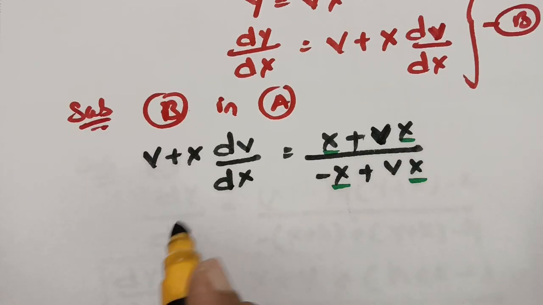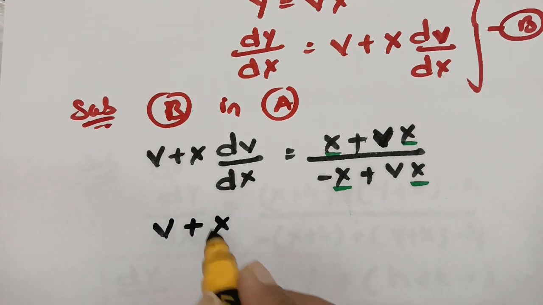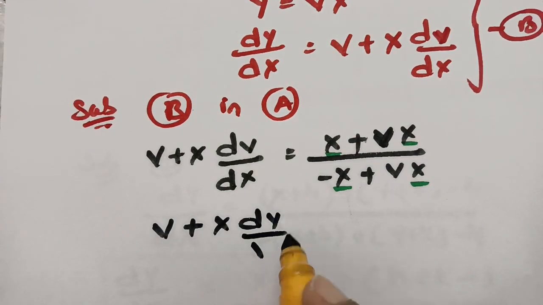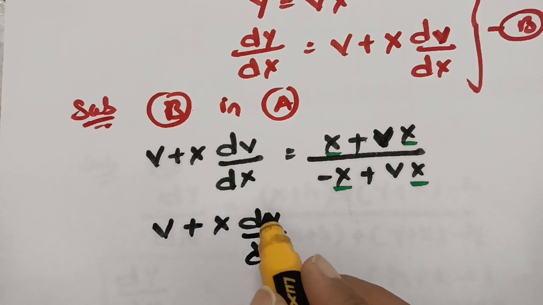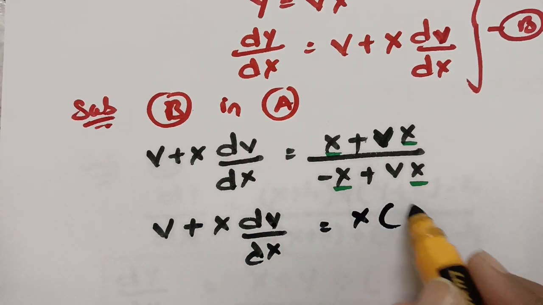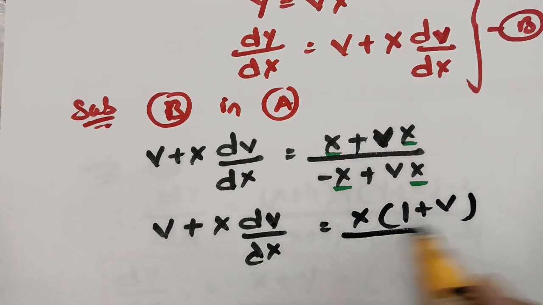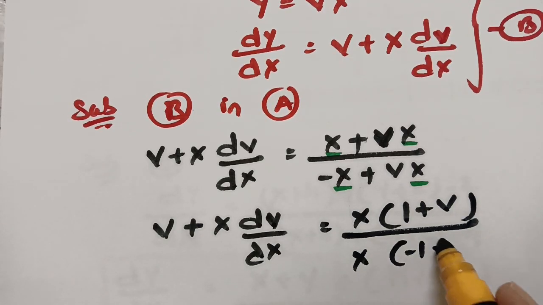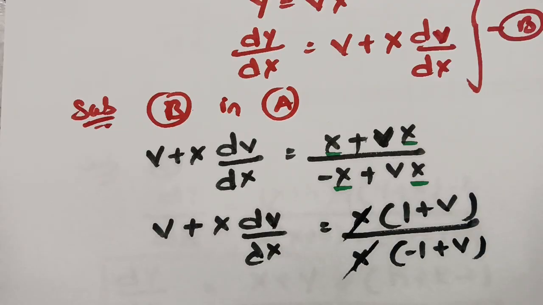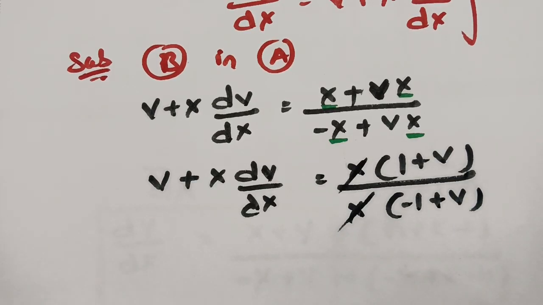See here, this will be v plus x into dv by dx. The dv by dx value is equal to, if I take x common, this will be 1 plus v, and if I take x common, this will be minus 1 plus v. So if I cancel these two, the next step is I just transform this v to the other side.